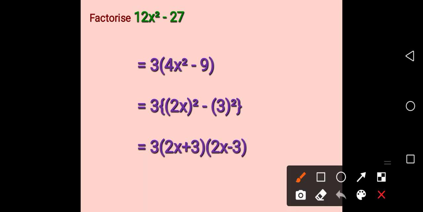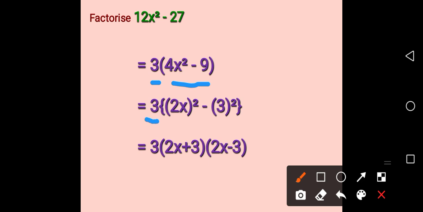If we focus on this expression, 12x square minus 27, we can see that both 12 and 27 are divisible by 3. So we can take 3 as common and the remaining part will be 4x square minus 9. 3 4s are 12, 3 9s are 27. So the remaining part is 4x square minus 9.